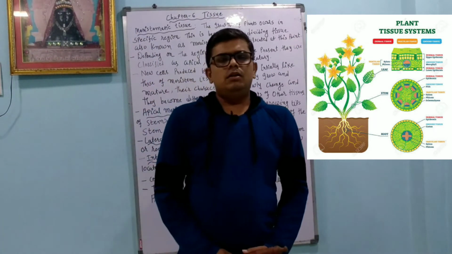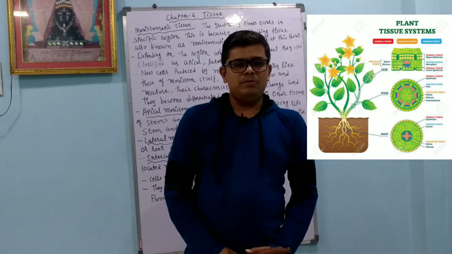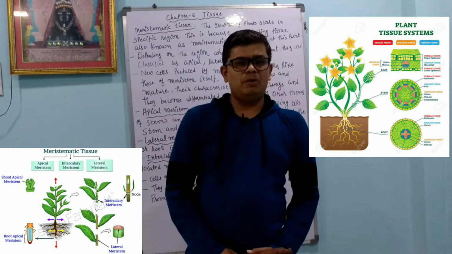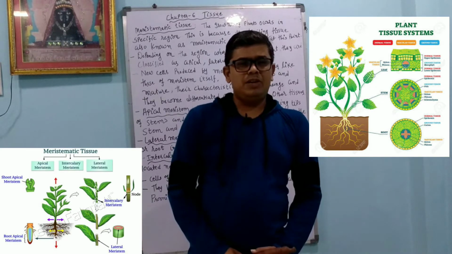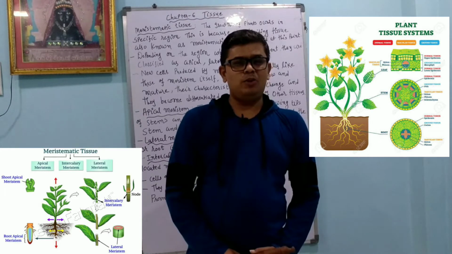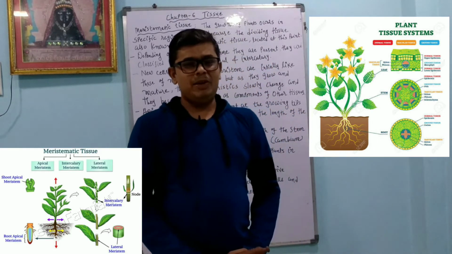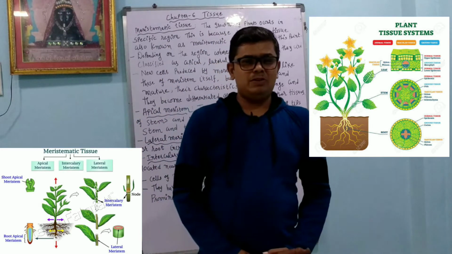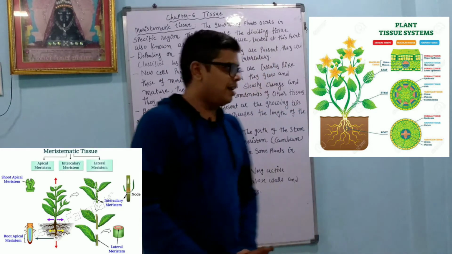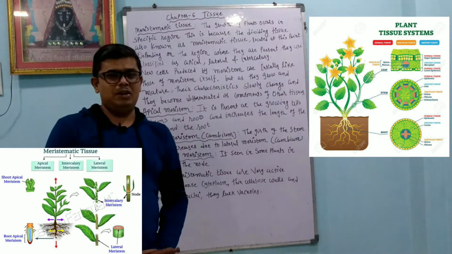Today we are going to learn chapter number 6, tissue. Okay, we will continue chapter number 6. Today we are going to learn about the meristematic tissue. Meristematic tissue is divided into three categories according to the position of the tissue in the different parts of the plant: apical meristem, intercalary meristem, and the last category, the lateral meristem. Okay, so one by one we will learn.